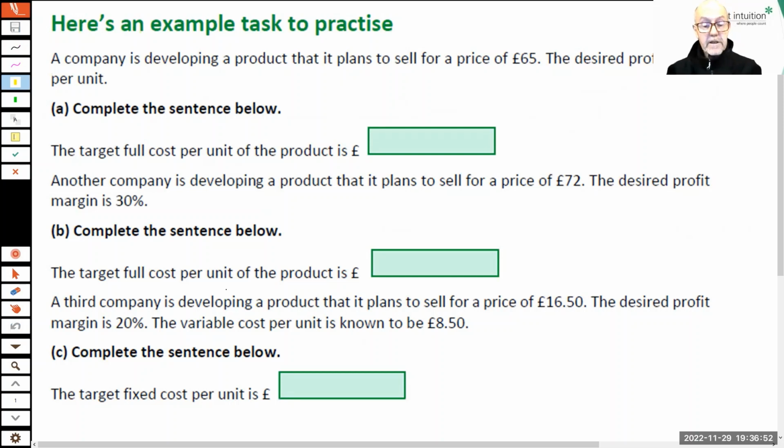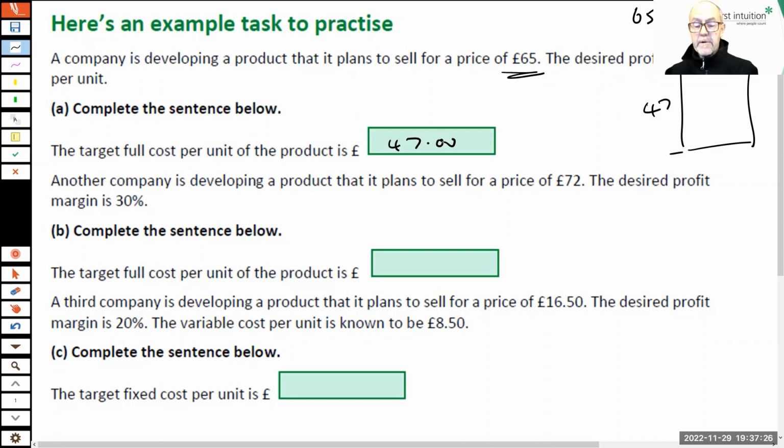The target full cost per unit of the product is? Okay, so we're told we're going to sell for £65. We want to make 18. Okay. So 65, after we take off our profit of 18, that's going to leave us 47 for everything else. Okay. One down.